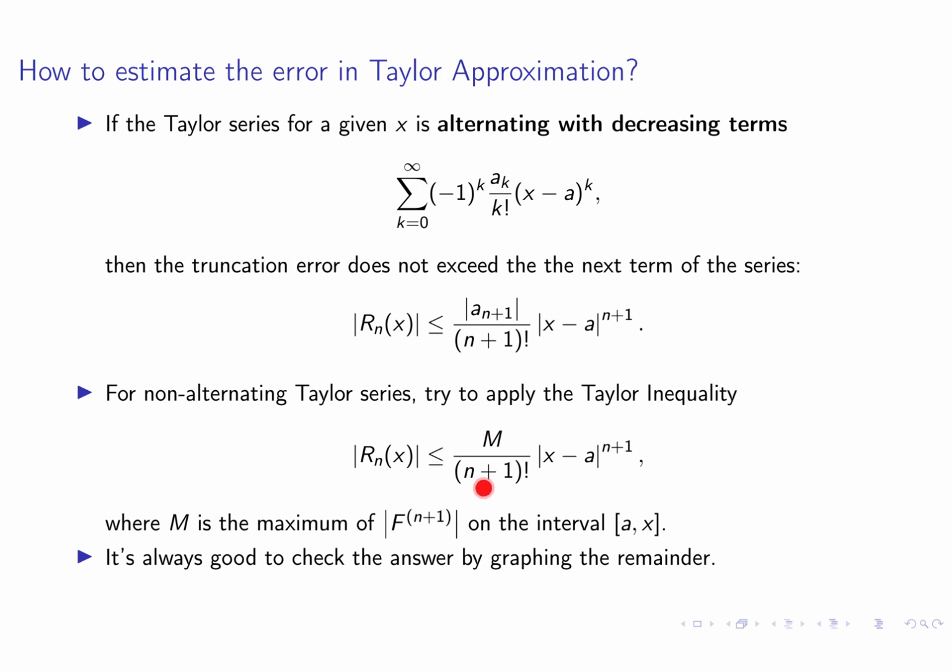You see, the two inequalities look, at first glance, quite similar, but the numerator in the Taylor inequality is the maximum of the n plus first derivative on the interval from a to x. So computing that maximum often involves additional work. If the series happens to be alternating with decreasing terms, the numerator is easier. It's just a constant term which comes from the n plus first coefficient of the Taylor series. Finally, it's always a good idea to check your analytic and algebraic work by graphing the remainder. So you just graph the difference between the original function and the approximation.